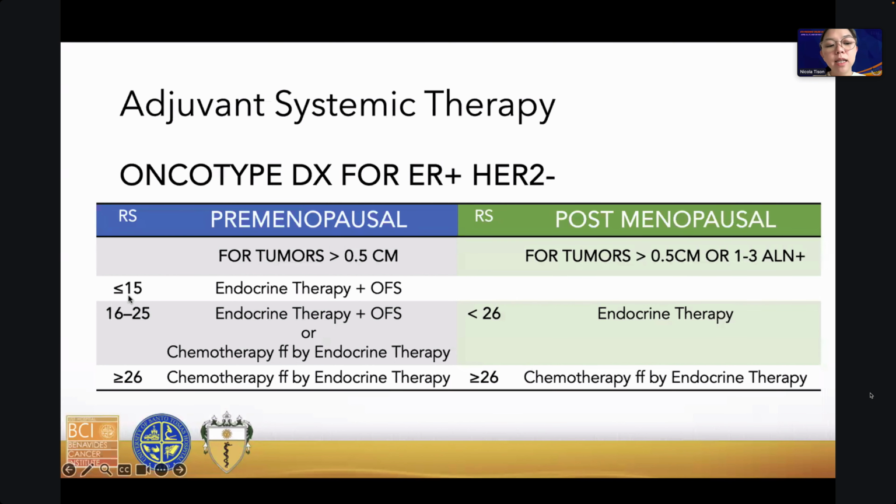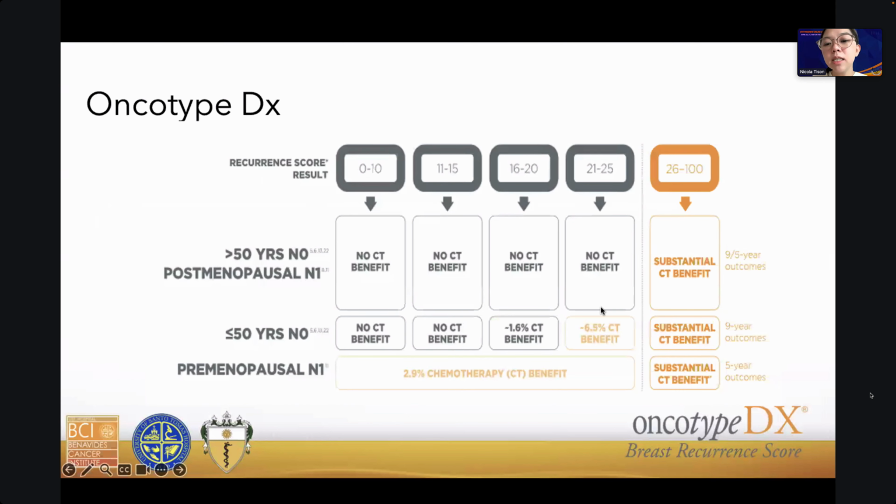For recurrence score less than or equal to 15 for premenopausal, then we can give endocrine therapy with ovarian function suppression. So those cutoffs are based on this. So in the study in TAILORx, for women who had 26 to 100 recurrence score, regardless of age and nodal status, there was really substantial benefit to giving chemotherapy. However, in postmenopausal women or women above 50, even if they were node positive, there really was no chemo benefit, even with a recurrence score up to 25.